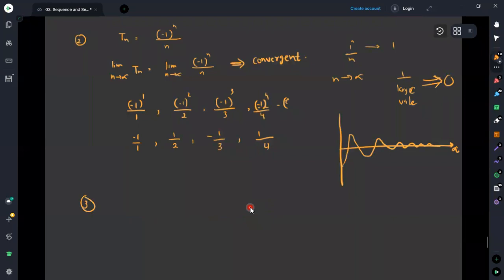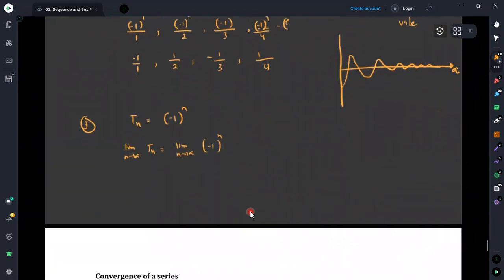But if you are considering the sequence where Tn is given as (-1)^n, and you take the limit as n goes to infinity of the value of Tn, that is the limit of (-1)^n as n goes to infinity. Then if it is n equals 1, we get minus 1. If n equals 2, we get plus 1. Then again minus 1, plus 1, minus 1, plus 1.